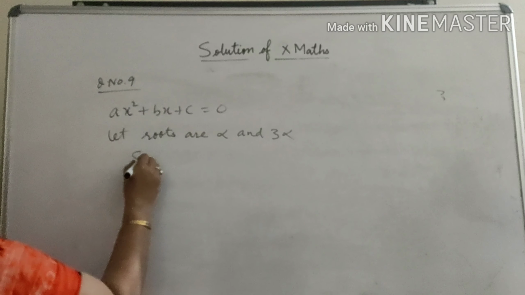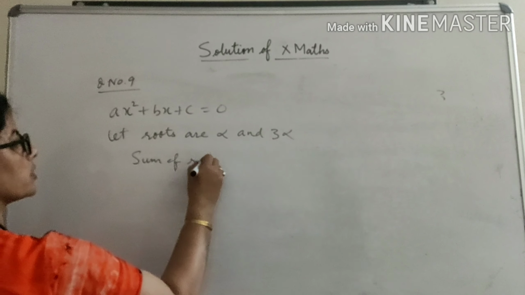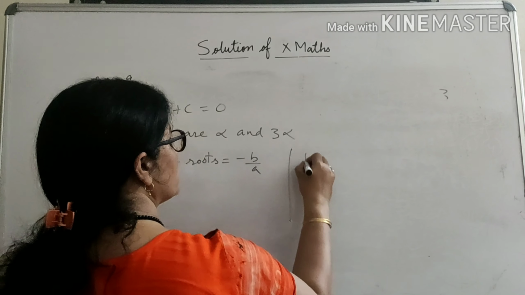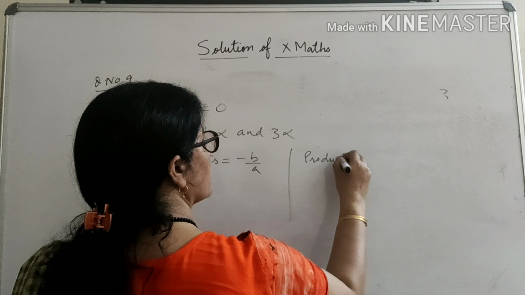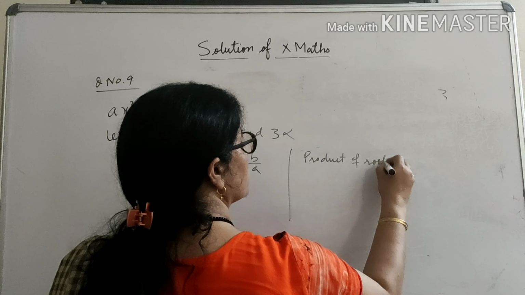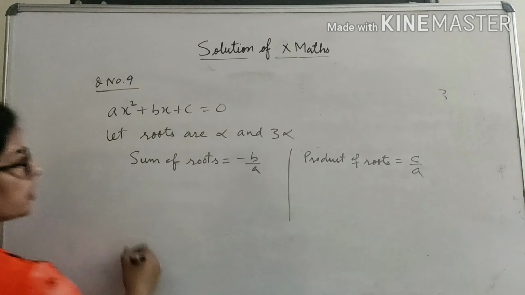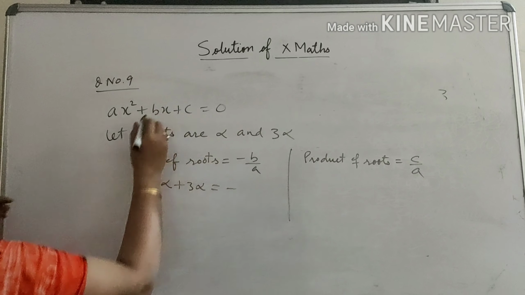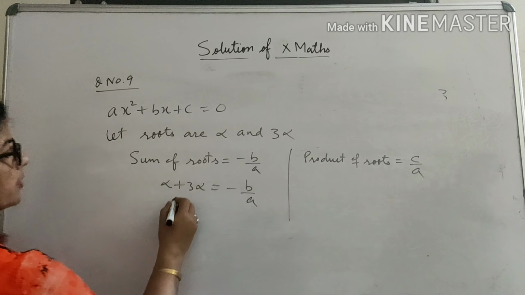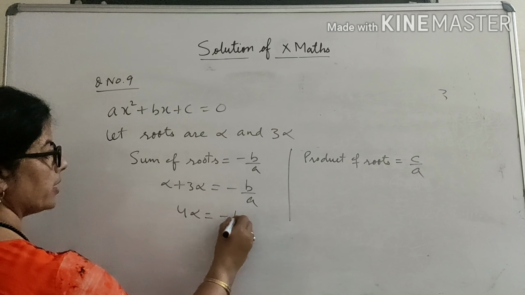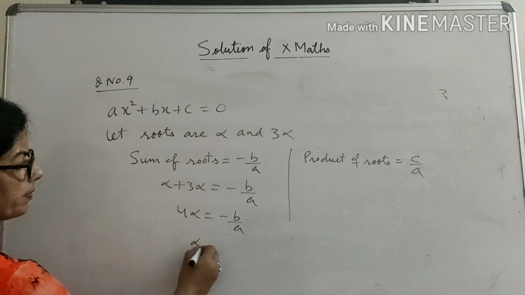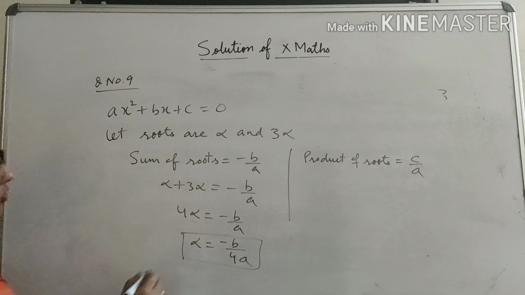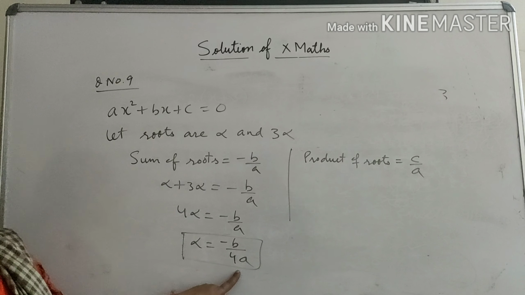Now what can we find here? Sum of roots, product of roots. Sum of roots is equal to minus b by a and product of roots is equal to c by a. Sum of roots means alpha plus 3 alpha. What is b here? b, and a is a here. 4 alpha is equal to minus b by a. Then what will be alpha here? Minus b by 4a. So from the sum of roots I found the value of alpha.